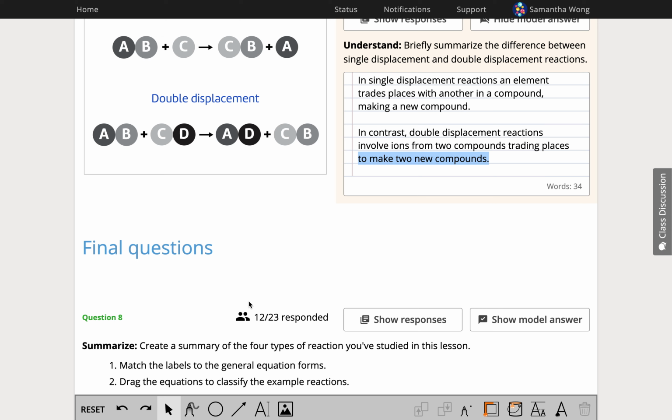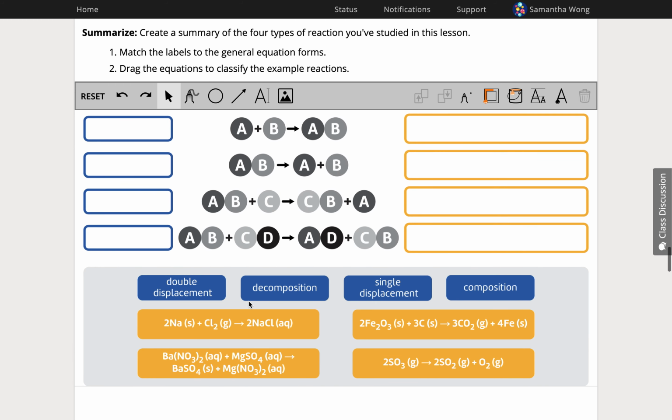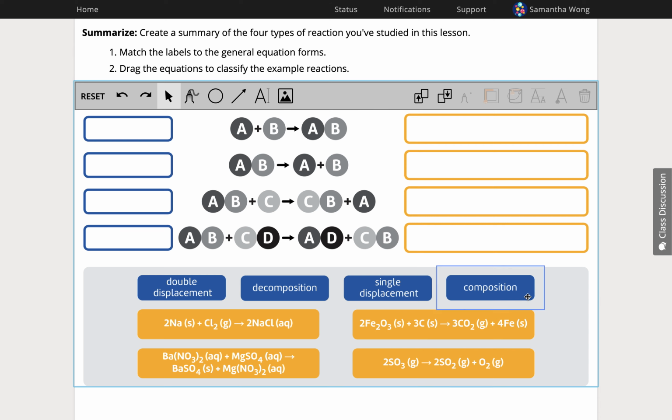Now, as a final question for our displacement reactions, so single and double, let's take a look at this little summary. What you've been asked to do here is create a summary of the 4 types of reactions we've studied this lesson and last lesson. This first one here, where you've got A plus B gives you AB. So you're going from 2 or more reactants to give you a single product. So if you think back, that is an example of a composition reaction, so combining reactants together.